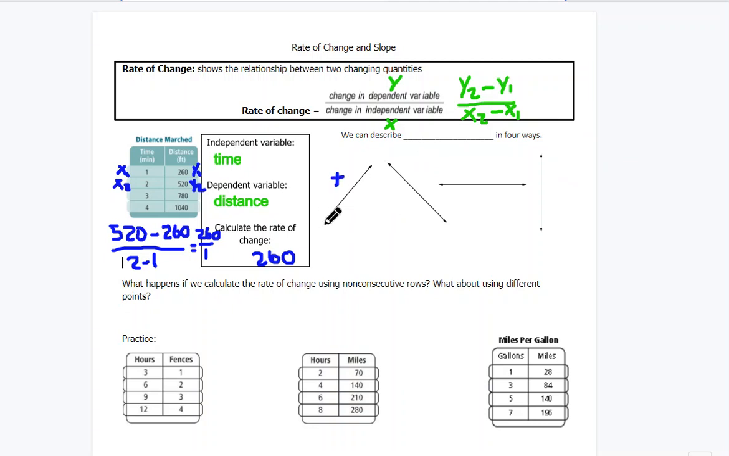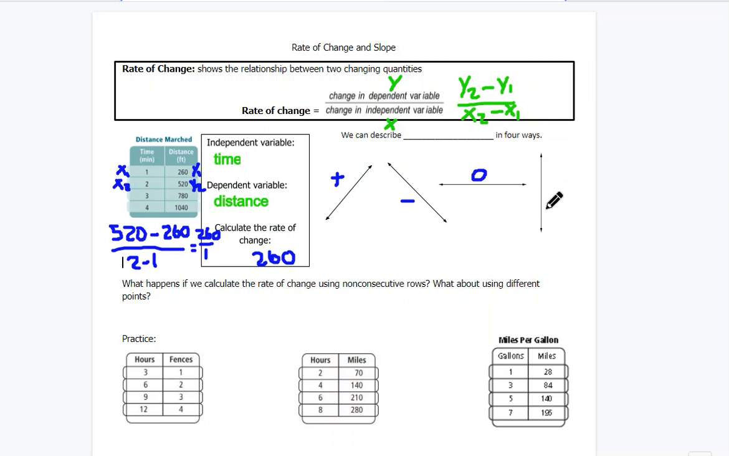This is a positive slope because we read from left to right. This is going up from left to right, so that is a positive slope. This one here is a negative slope because it's going down from left to right. This one here, it's staying flat. If it stays flat, it is 0. It doesn't go up, it doesn't go down, it's staying the same, it's 0 slope.